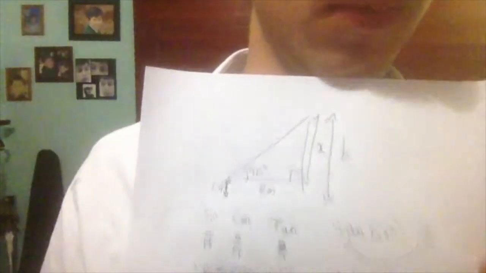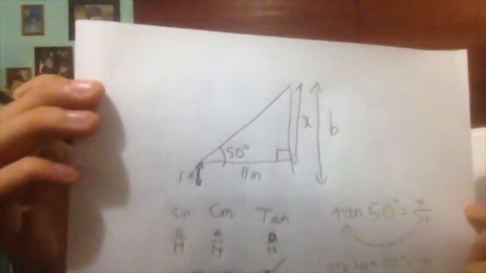By using SOHCAHTOA, we can find the different heights and angles and sides and all that using sin, cos, or tan. So, we can use SOHCAHTOA by, for example, wrong page, sorry. So, B will be the omega building. X will be the opposite of the triangle. And 11 meters is the adjacent.